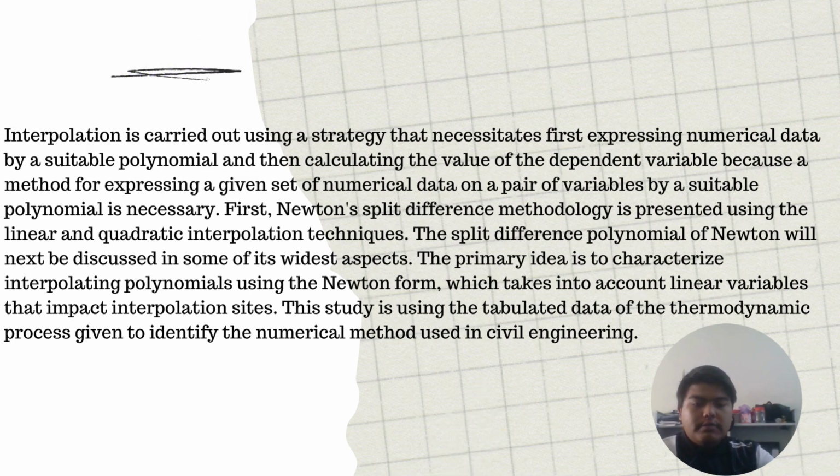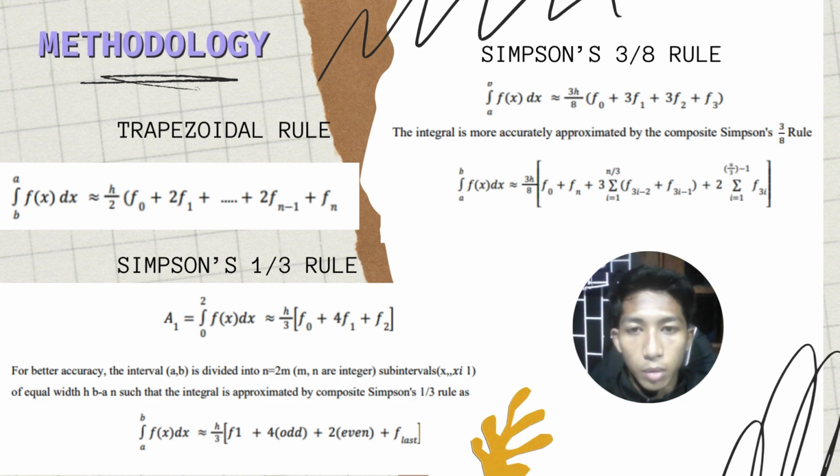This study uses tabulated data of a thermodynamic process to identify the numerical method used in civil engineering. Next is the methodology. For the methodology of our project, we use three rules, which are the trapezoidal rule, Simpson's 1/3 rule, and Simpson's 3/8 rule.